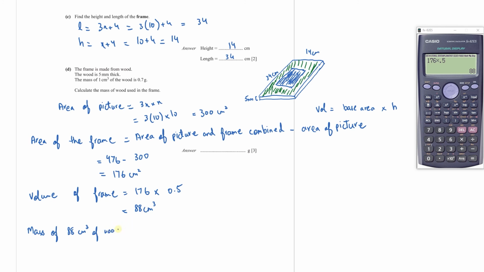So this is the wood used, which is basically the volume of the frame. 1 centimeter cube is 0.7, so 88 centimeter cube will be simply 88 times 0.7, which will be 61.6 grams. So this is the mass of wood used in the frame, 61.6.